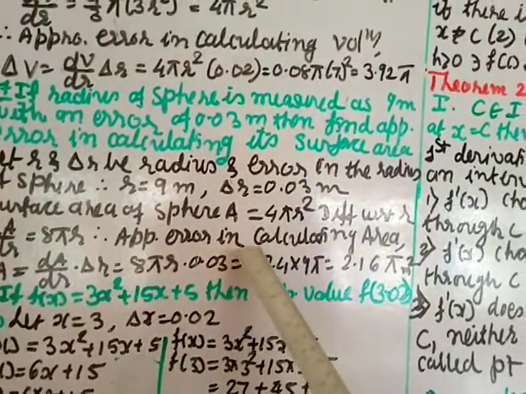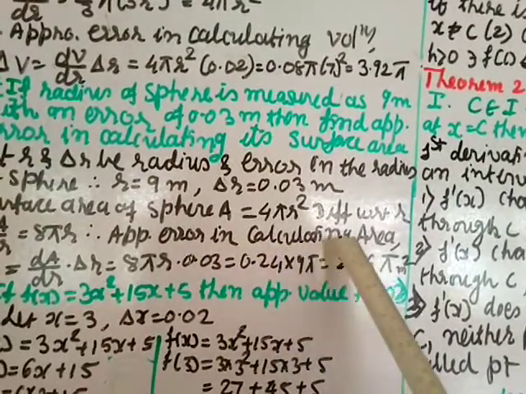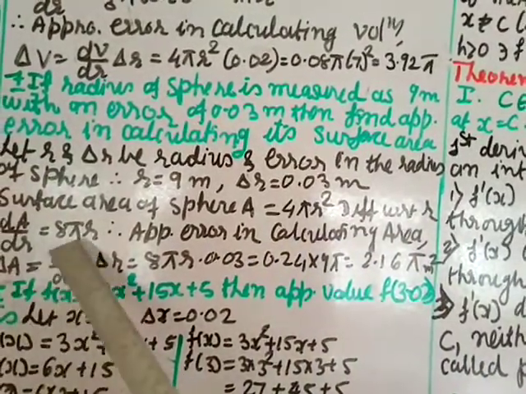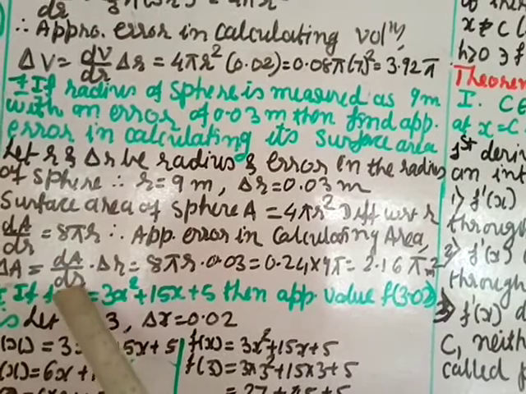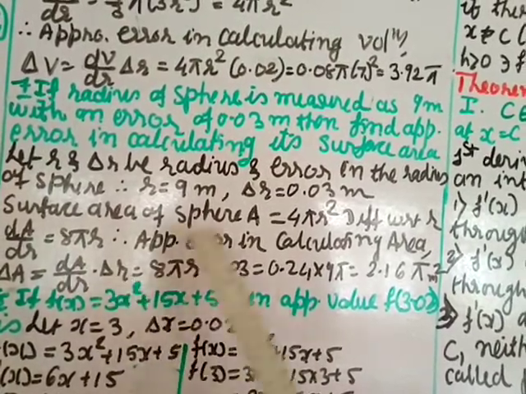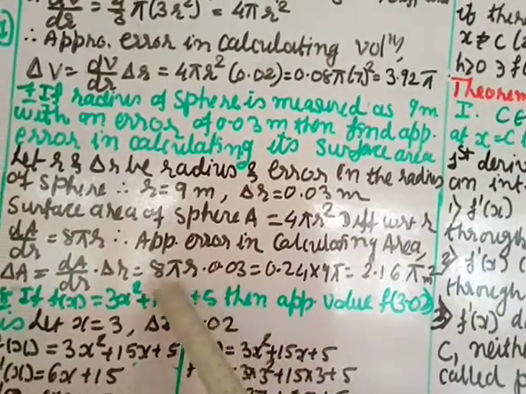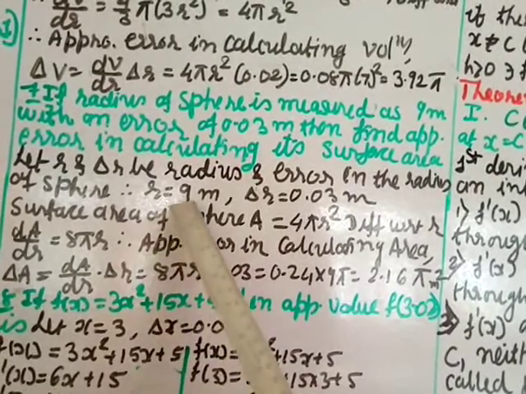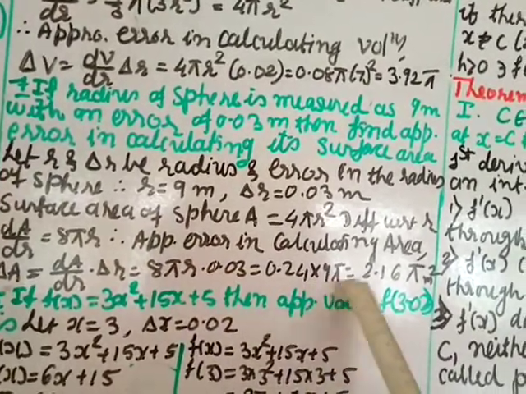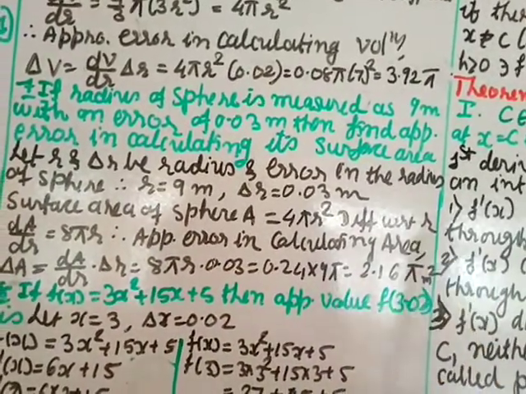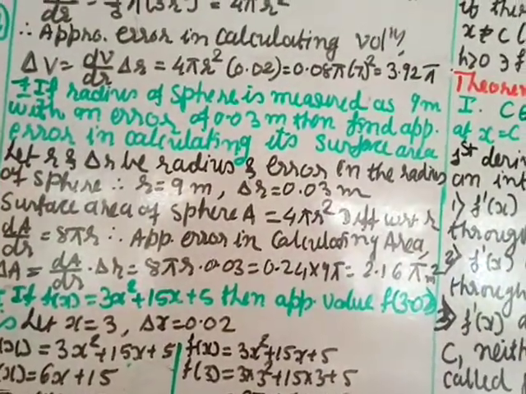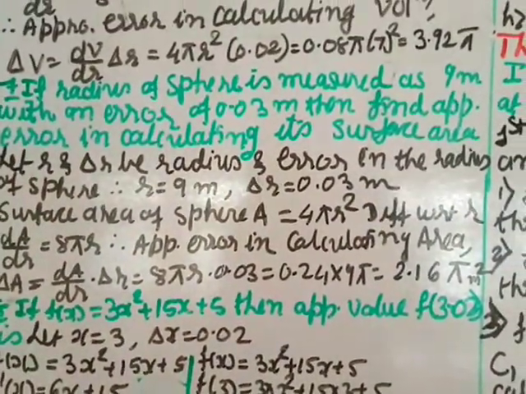Approximate error in calculating area is delta A is equal to dA by dr into delta r. dA by dr is this value 8 pi r, and delta r is 0.03. Put the value, and r value is also given to you 9. So put all the values, you will get 2.16 pi meter square. So that is the error in calculating the surface area.